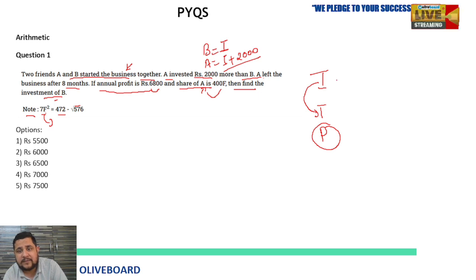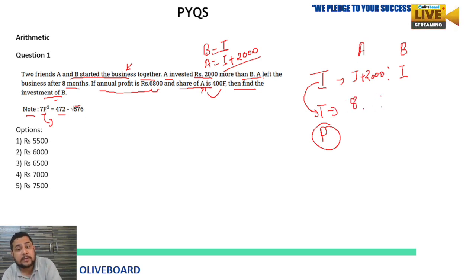Here, the investment of A is I plus 2000, because that is 2000 rupees more than B. And the investment of B is I. A invested for 8 months because he is leaving after 8 months, and the unit of time must be the same. B invested for the whole period, annually, so 12 months. So their profit ratio will be what?